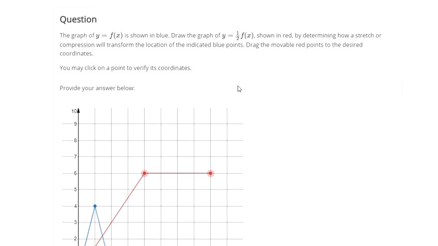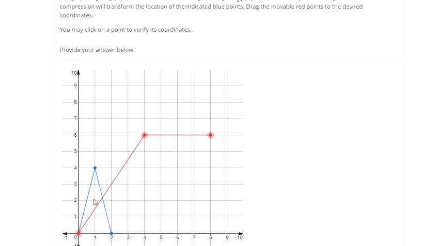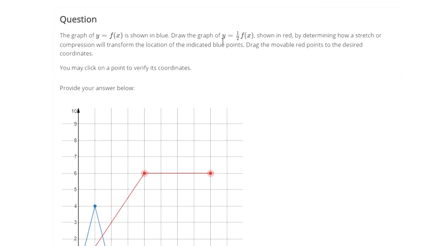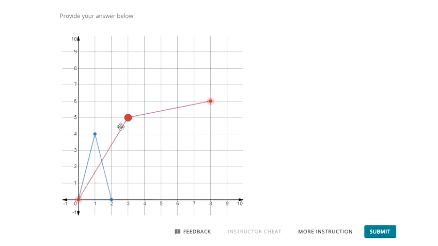It'll make more sense probably with the next point here. This next point is at 1, 4. So our transformation function is 1/2 times that y coordinate. So we're going to be down to 2 here.